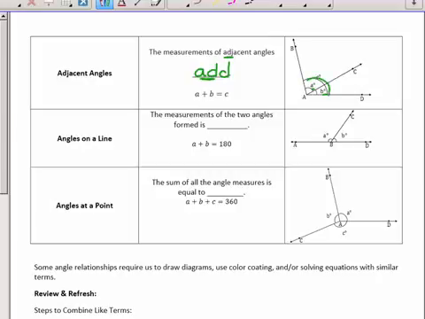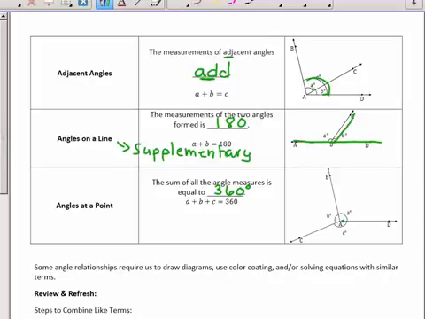You add them together. Angles on a line: the measurement of the two angles formed is 180 degrees. This is another way of saying supplementary. So they make a straight line. They're adjacent to each other because they share a side and a vertex. So A plus B would have to be 180 degrees. Angles at a point: the sum of all the angles is equal to 360 degrees. So in other words, here's the point, and if I add those three angles, A, B, and C, I would have to get 360 degrees. They would form a complete circle.